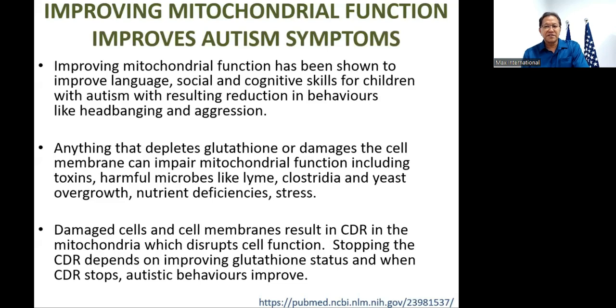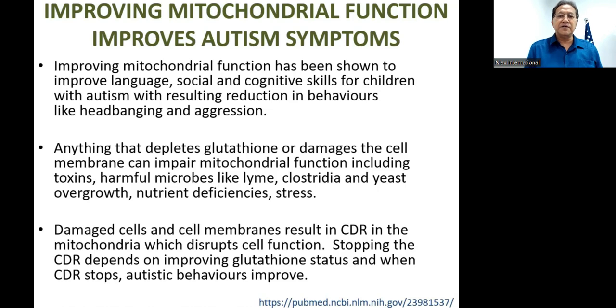Improving mitochondrial function improves autism symptoms. Improving mitochondrial function has been shown to improve language and social cognitive skills for children with autism, with a resulting reduction in behaviors like head banging and aggression. So the theory seems to work, right? If we zoom in, the problem is mainly in mitochondrial energy production. The proof is that if you improve the function, behavior improves. Yes, behavior improves.